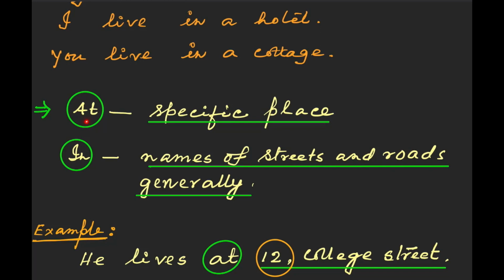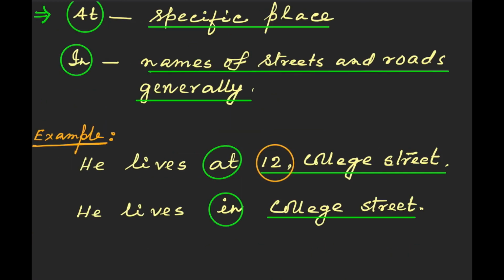Again, at is used to denote a specific place and in is used before the names of streets and roads generally. Now see the examples for your future reference. He lives at 12 College Street, specific place, and he lives in College Street, name of a street, no specific reference, general place.